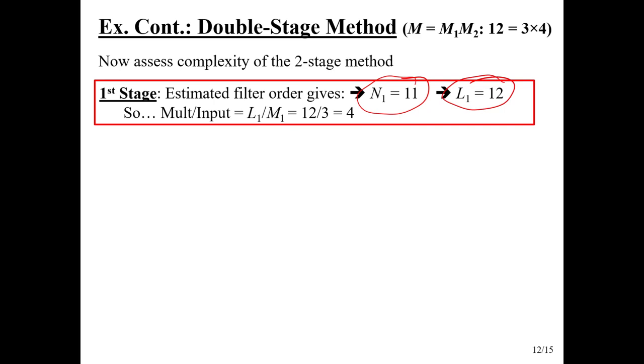And just like before, we reference that computation to the input of that stage. So the input to that first stage is decimating by M1. So it's going to be L1 divided by M1. So that's 4 multiplies per input sample. I'm not computing the adds, because those usually just track right with the multiplies.